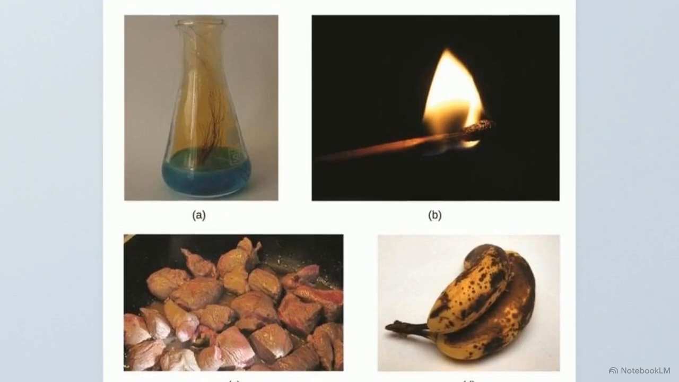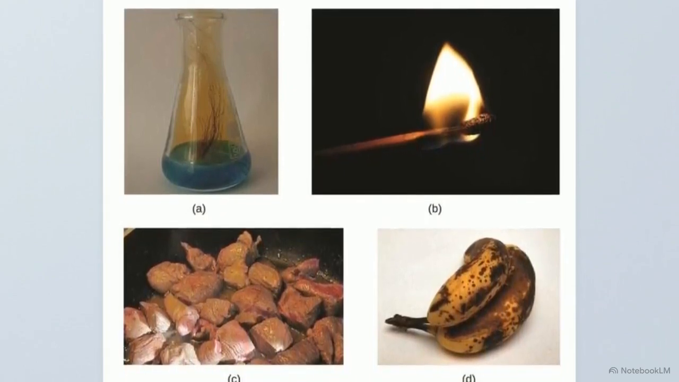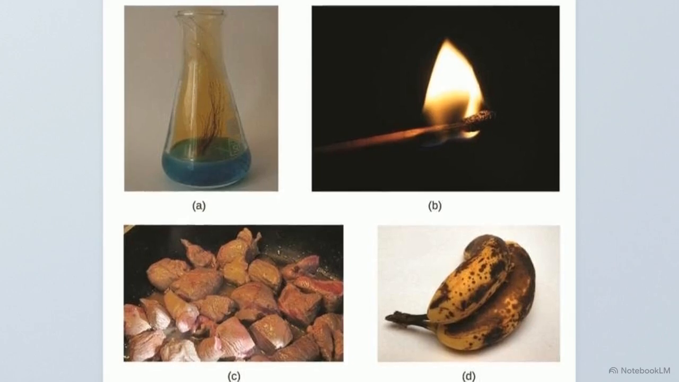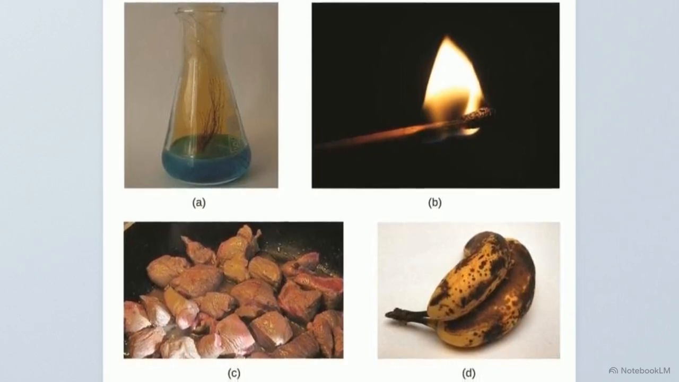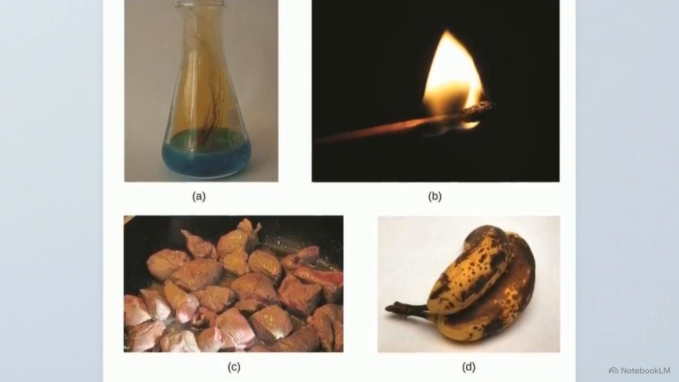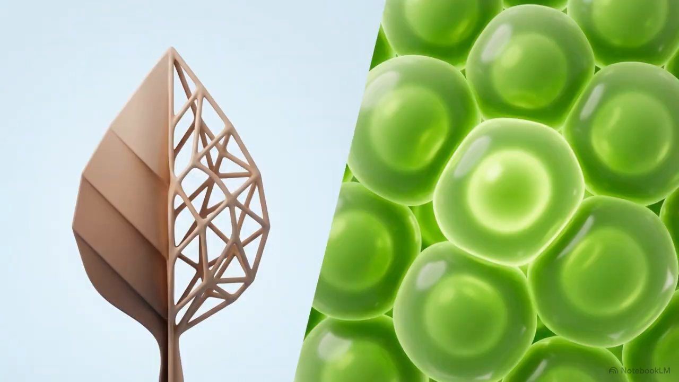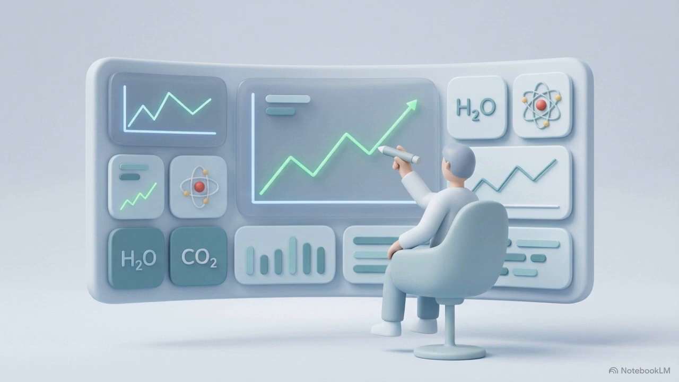This shows these reactions in practice. Panel A, copper and nitric acid emit brown nitrogen dioxide. Panel B, cellulose combustion releases heat and light. Panel C, iron oxidation turns meat brown. Panel D, dark new substances form as a banana decays. The universe is constantly breaking down and rebuilding itself. Identifying exactly what type of change is happening right in front of you is the first step to controlling it.